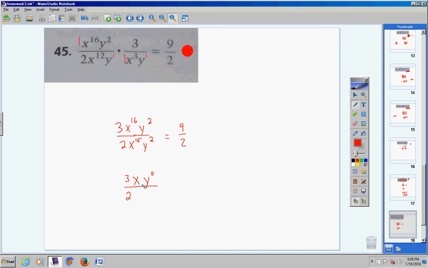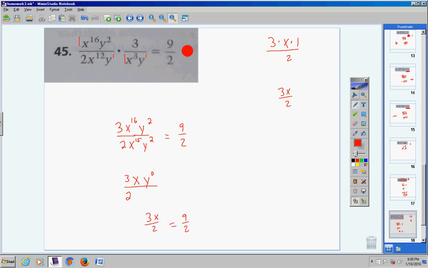So we really have this. Let's look at it up here. You have 3 times what? X. Times what? What's y to the 0? 1. All over what? 2. Okay? Well, 3 times 1 times x is just 3x. So I have 3x over 2. So all of this equals 3x over 2 equals 9 halves.